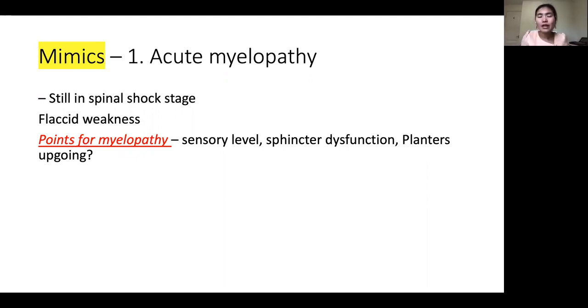But for myelopathy, the symptoms will go up to the chest while patients still do not have any symptoms in the fingers or hands. Then you will be thinking about myelopathy. Sphincter dysfunction and upgoing plantars also make us think about myelopathy. But bear in mind, flaccid weakness due to myelopathy can also happen without profound upper motor neuron signs, because it can still be in the spinal shock stage. For a spinal cord problem to give upper motor neuron lesion signs, it can take up to 6, 7, 8 months. But the point is, you look at the sensory level, sphincter dysfunction, and plantars.